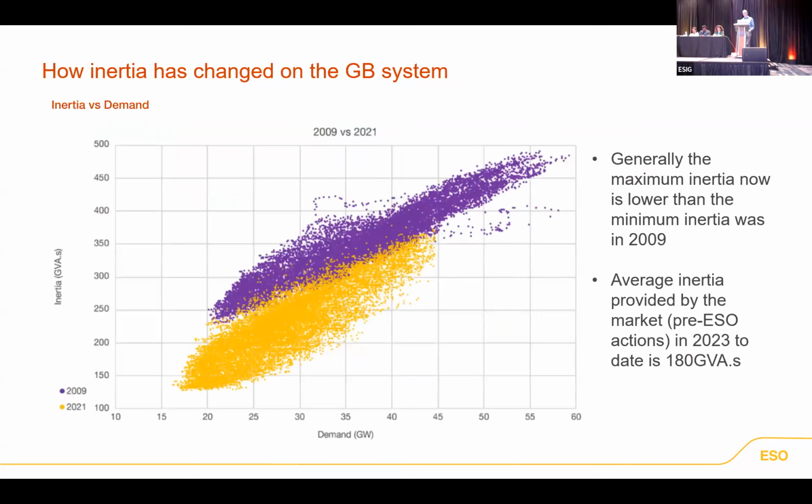You can see how, as we've decarbonised the system, the inertia has fallen. So 2009 is the purple at the top, and then the yellow is 2021. And obviously, that was 2 years ago. So you can imagine if we drew this graph today, it would be even lower.